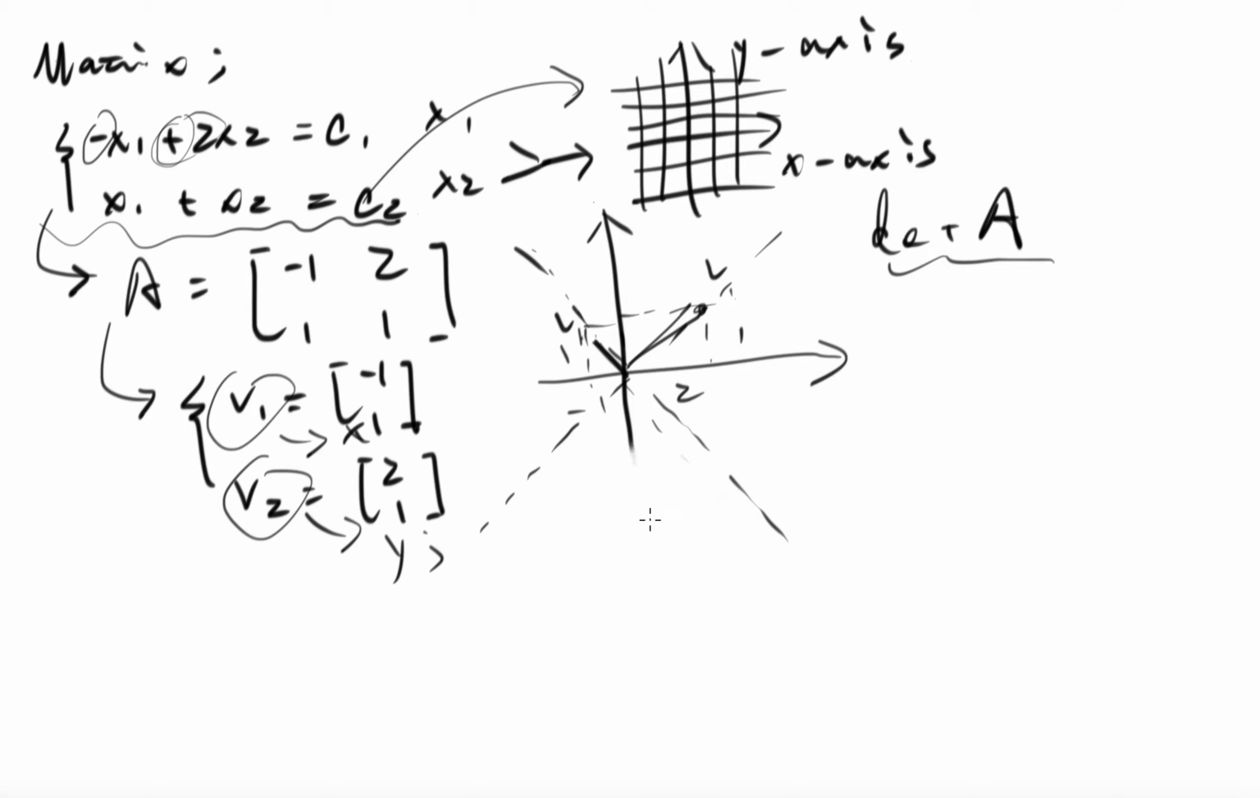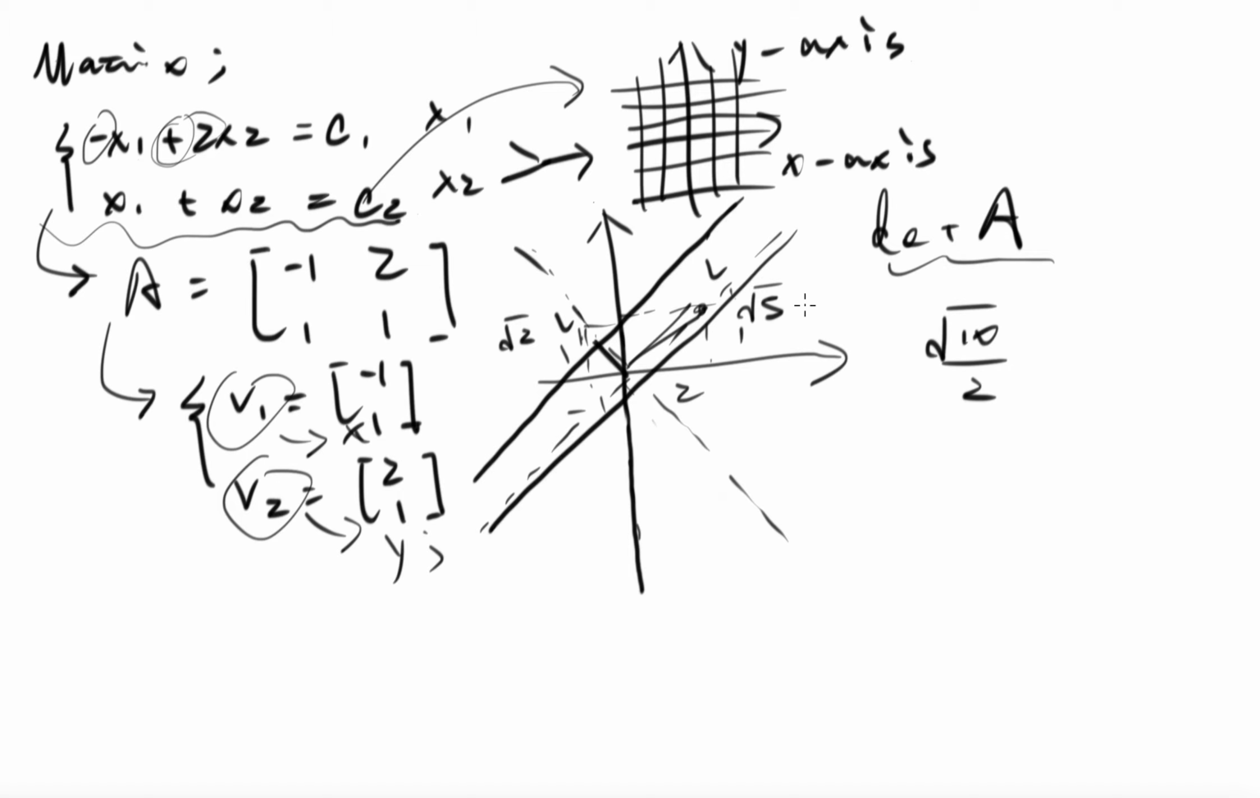After stretching it, as you can see, the grid no longer has an area of 1. The length of this vector is 2 root 2, and the length of this vector is going to be root 5. So basically, the area is going to be root 10 over 2. This is going to be the area of one grid here.